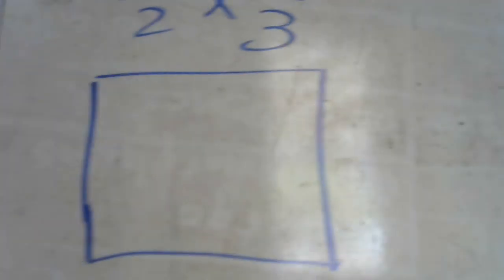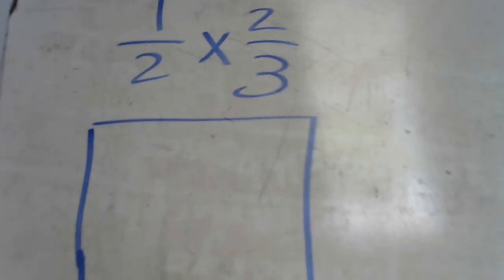So what we do is we're only going to draw one whole. So that's all I did. I drew one whole, okay? And my first fraction is 1/2, so I'm going to split my model vertically in half, and I shaded in 1/2. Now, what you'll notice is the other fraction there is 2/3.